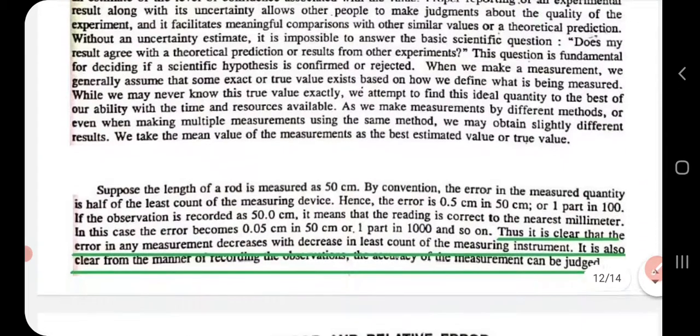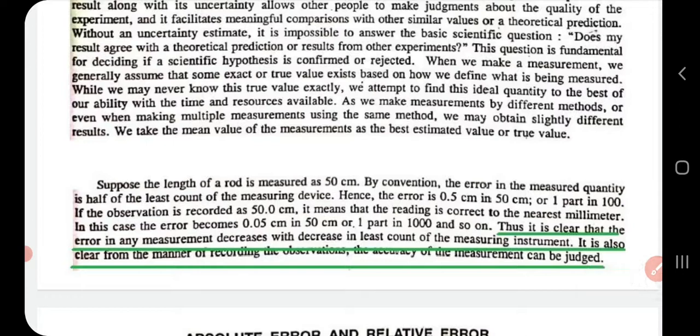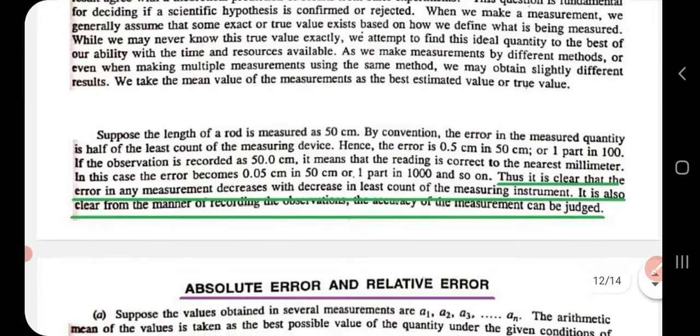So this paragraph you can just read through. They were asking some questions, so just read through this paragraph. Thus we have come to the conclusion that the error in any measurement decreases with the decrease in least count of the measuring instrument. It is also clear that from the manner of recording the observations, the accuracy of measurement can be judged. So just go through this paragraph.